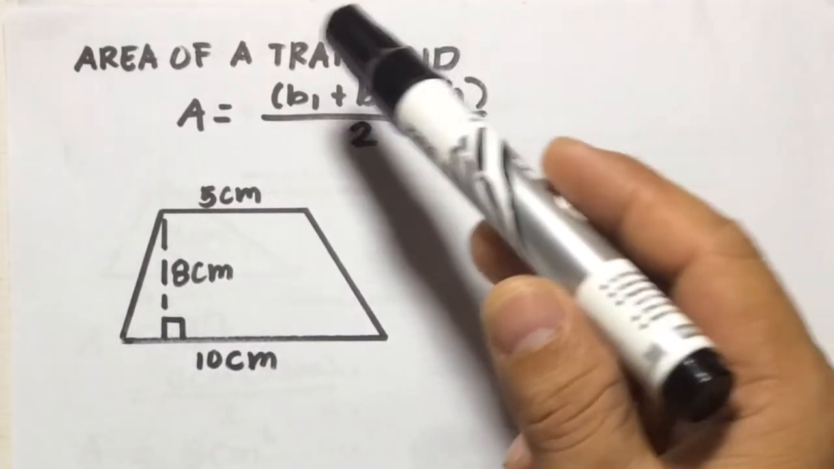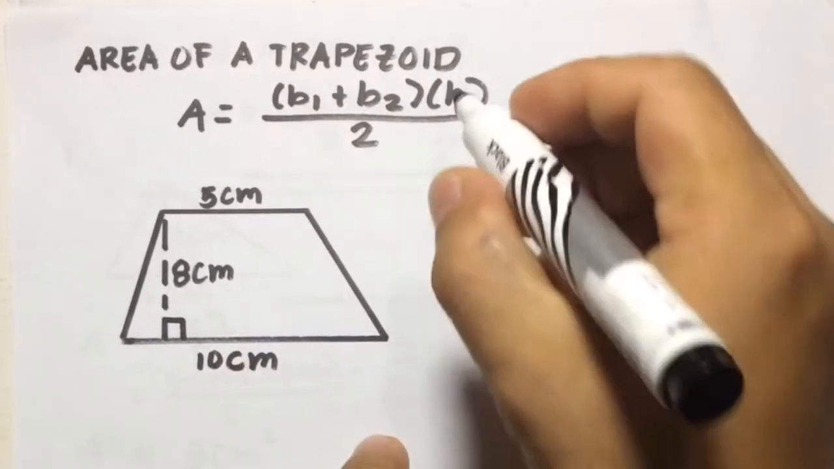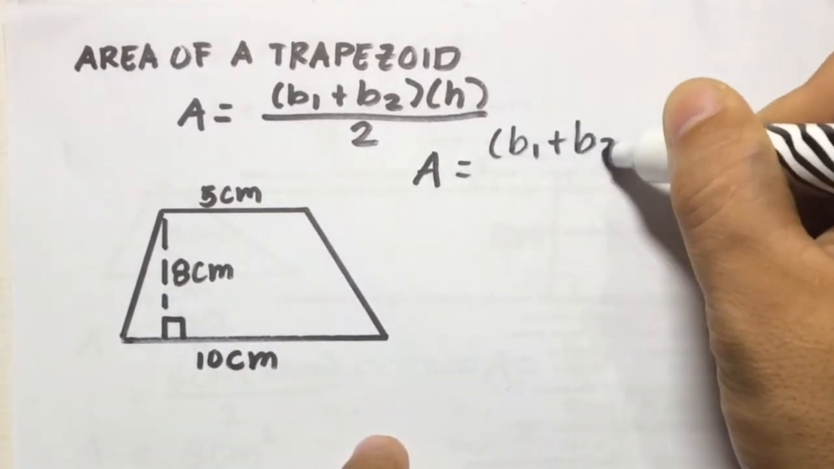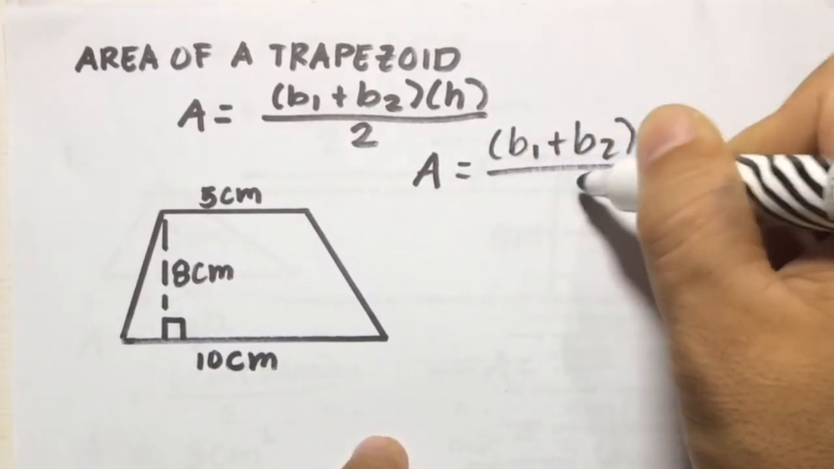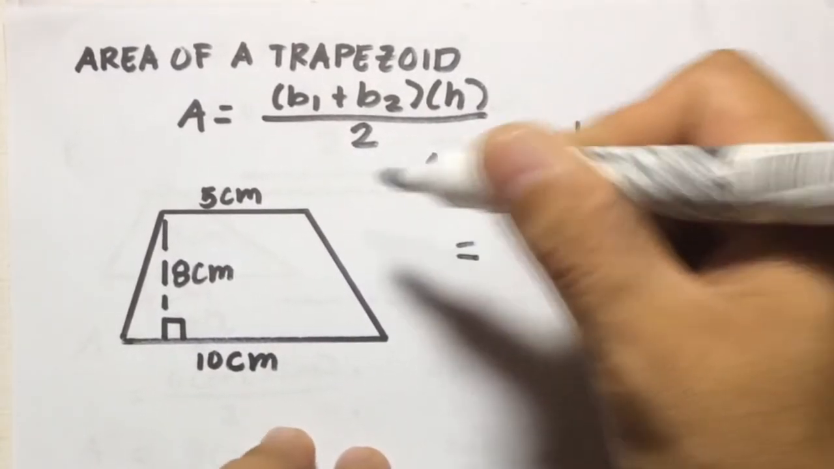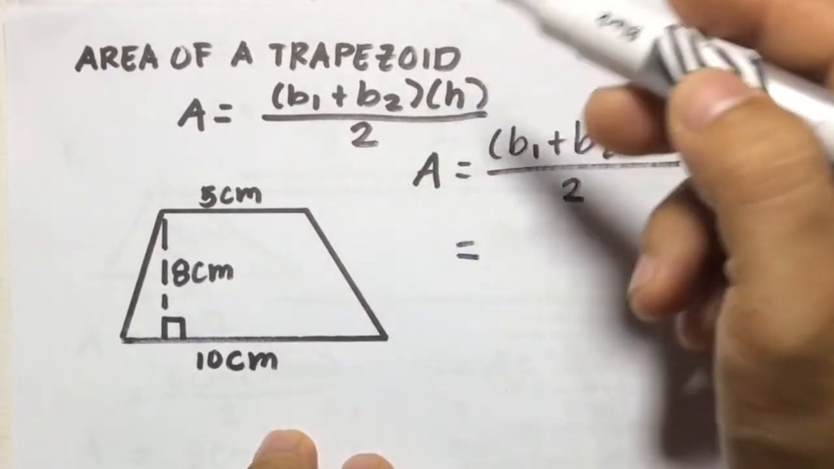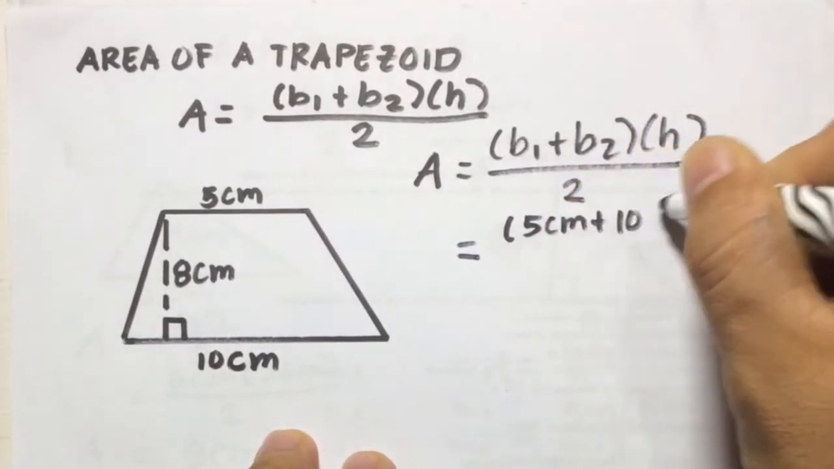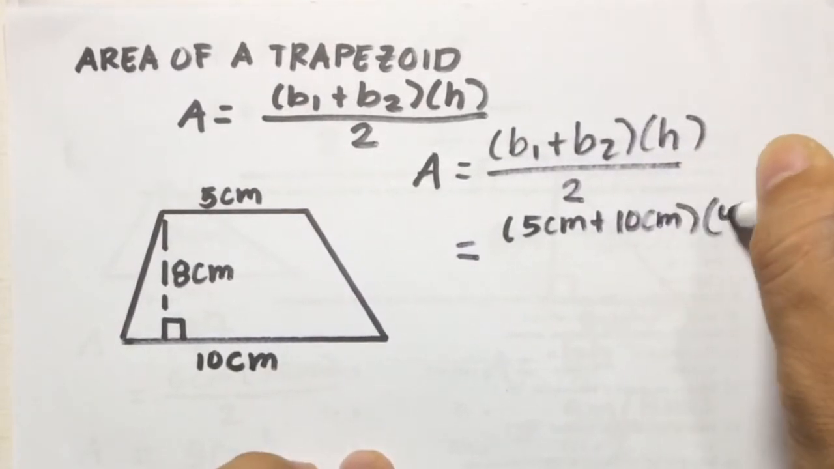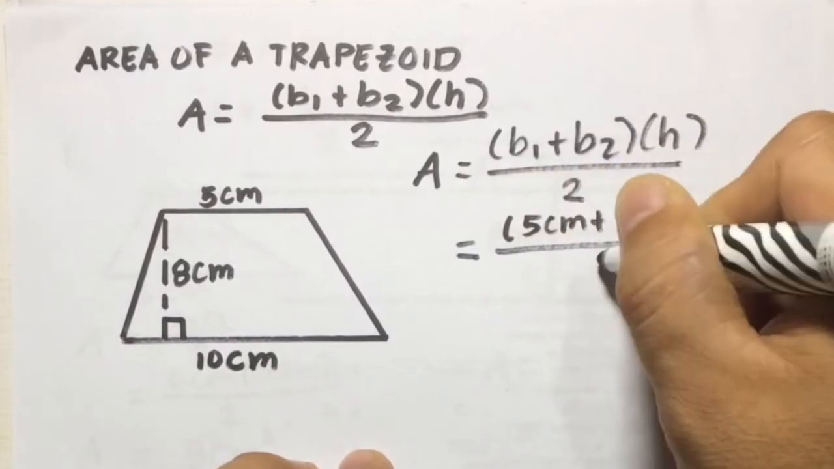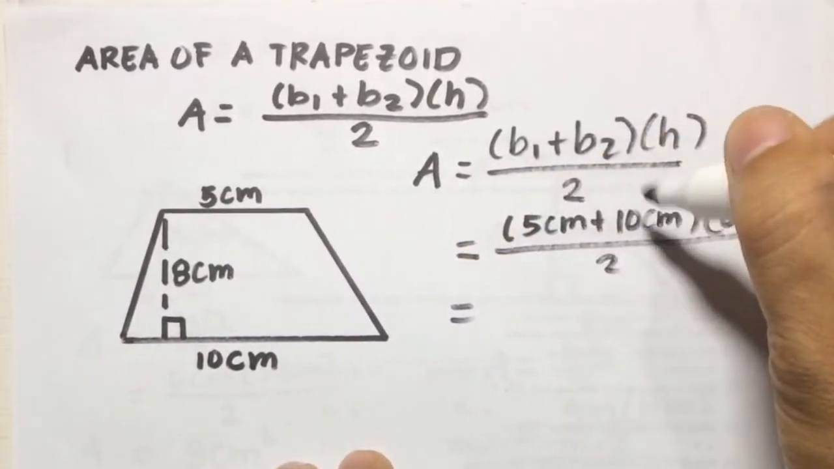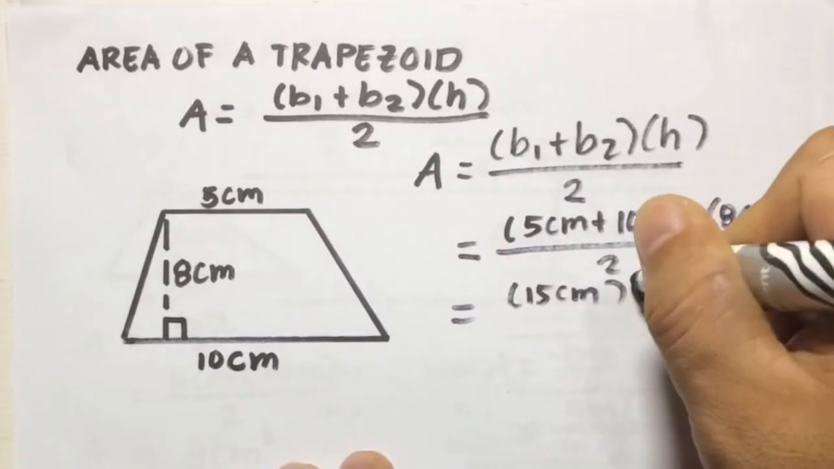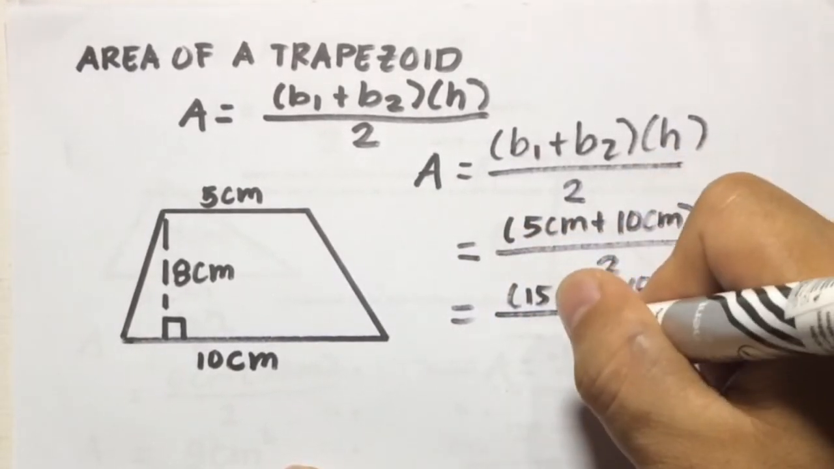Now, if we're going to solve the area of this trapezoid here, using the formula, we're going to have area equals base 1 plus base 2 times height divided by 2. So base 1 here, you can have either of the 2, 5 centimeters or 10 centimeters. So you can just have here 5 cm plus 10 cm. Then the height is 8 cm divided by 2. 5 cm plus 10 cm will be 15 centimeters. Then times 8 centimeters. Then you're going to divide your answer by 2.